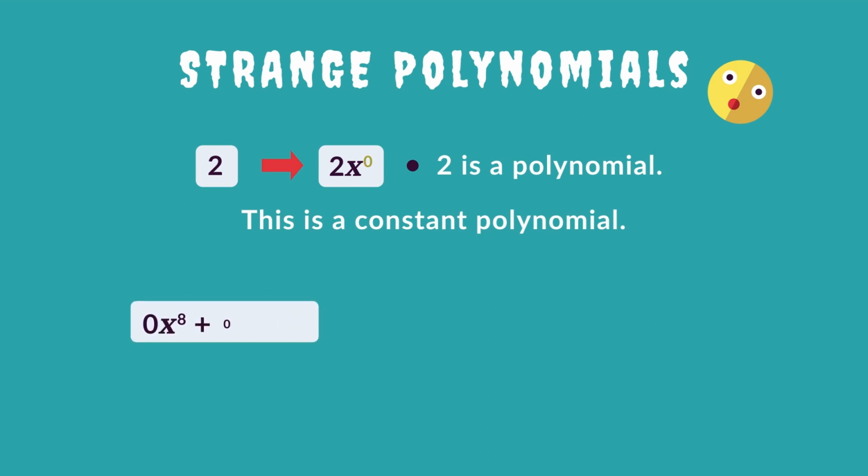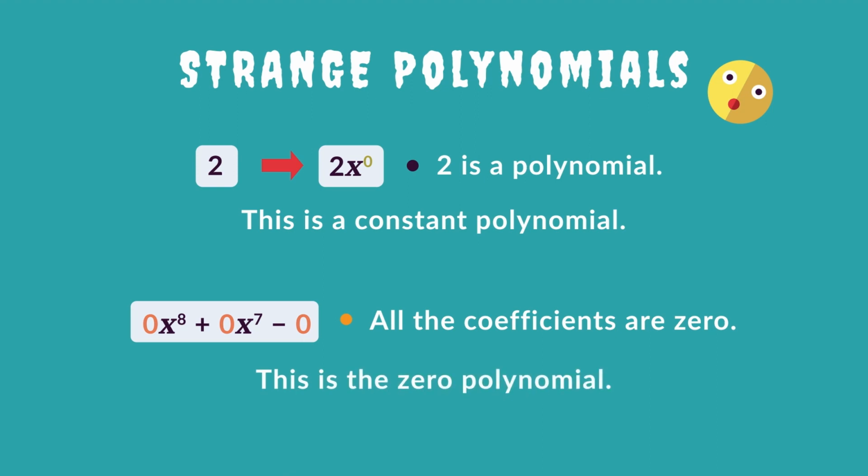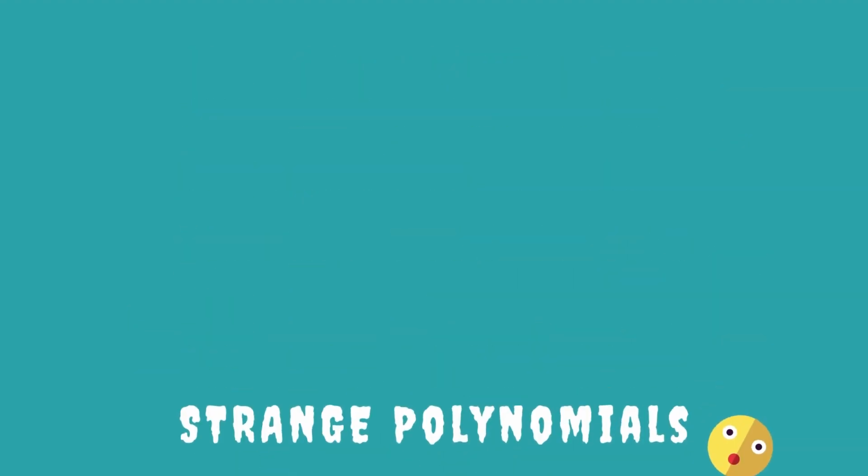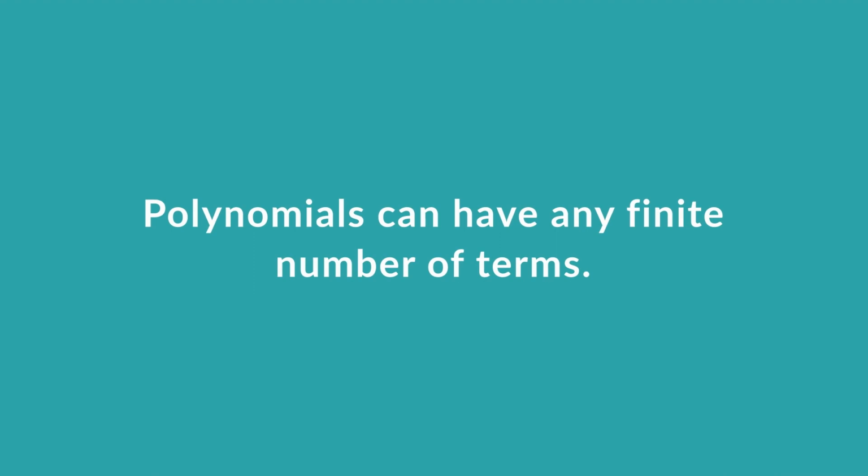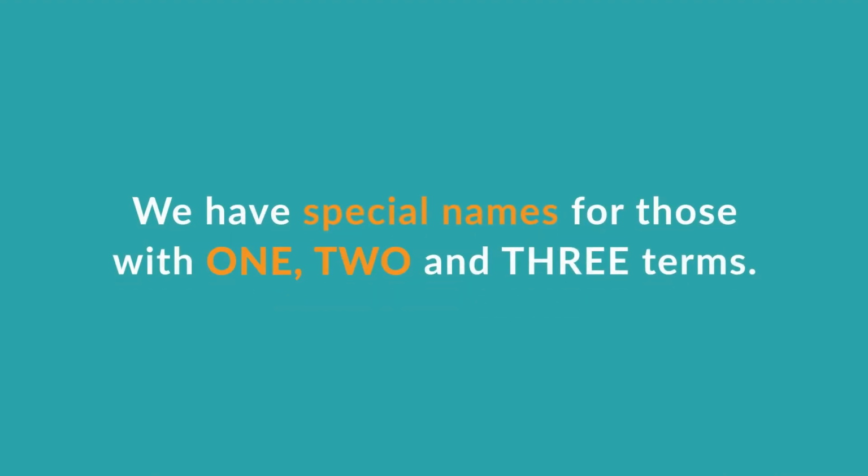What about a polynomial where all the coefficients are 0? In this case, it doesn't matter what the value of x is, the polynomial will equal 0. This is called the zero polynomial. Polynomials can have any finite number of terms. We have special names for those with 1, 2, and 3 terms.